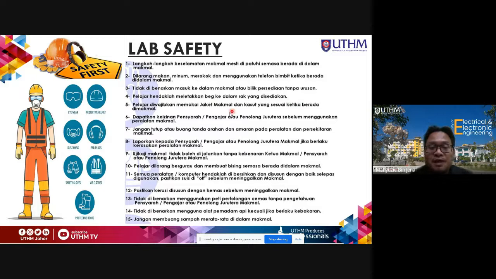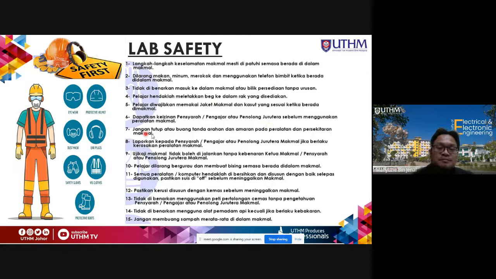Okay, and then the fifth one, you must wear your lab jacket, something like this, which is provided by the faculty, and also the appropriate shoes with rubber feet while you are in the lab. These are all for safety measures. And then number six, you must get permission from your lecturer or your instructor, or even your technicians, before you use any equipment of the lab.